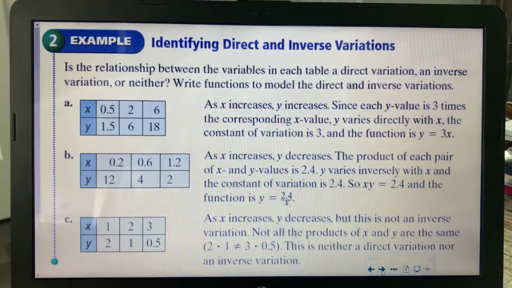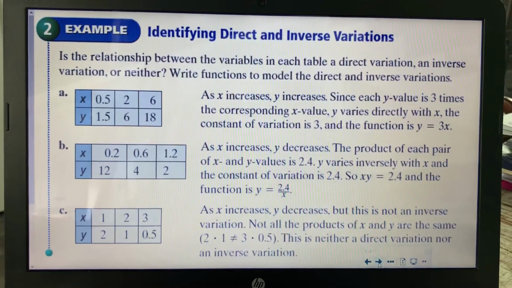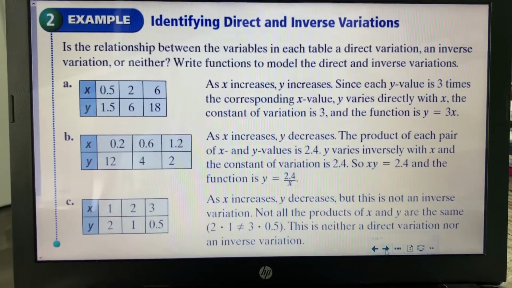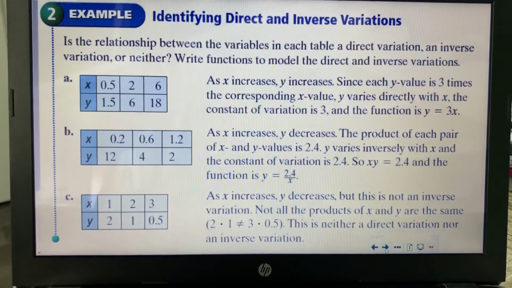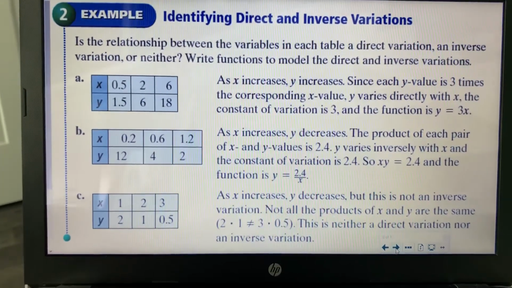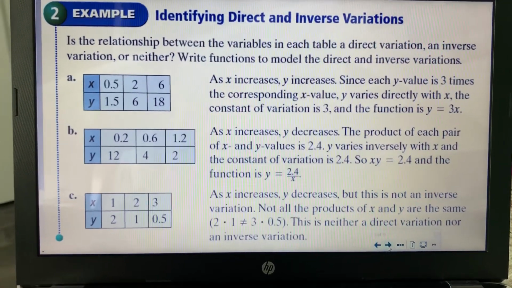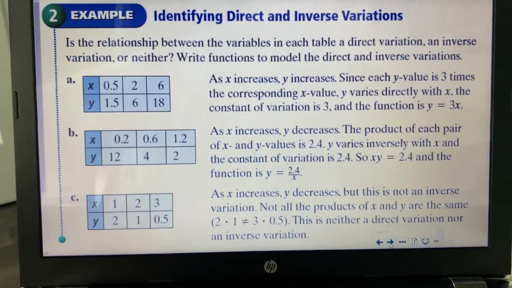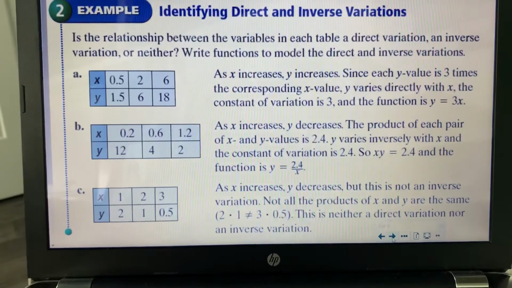Okay, next example, it says, is the relationship between the variables in each table a direct variation, an inverse variation, or neither? Write the functions to model the direct and inverse variations. So letter A, first thing you want to do is check to see how x and y are relating to each other. So in table A, the x numbers are getting bigger. It goes from 0.5 to 2 to 6. But the y values are also getting bigger. They're going from 1.5 to 6 to 18. If x is increasing and y is increasing, then that could be a direct relationship.